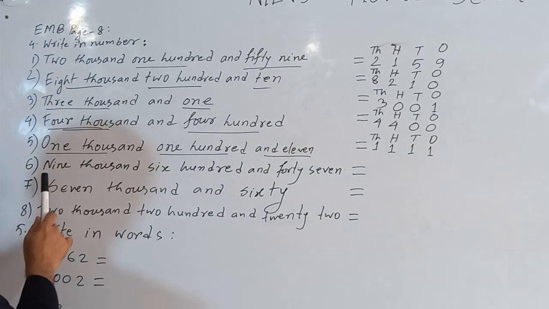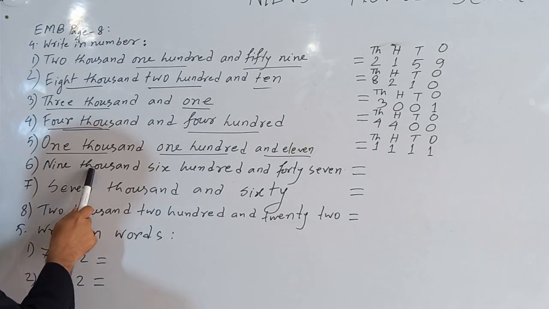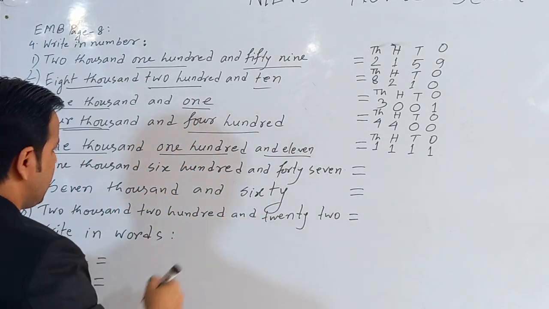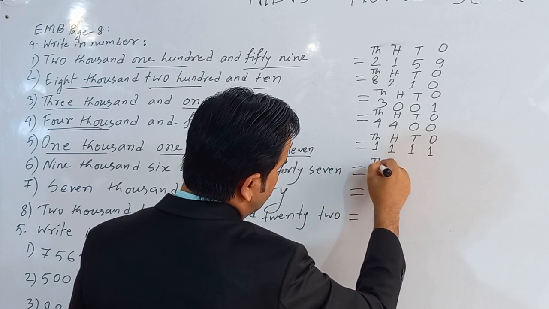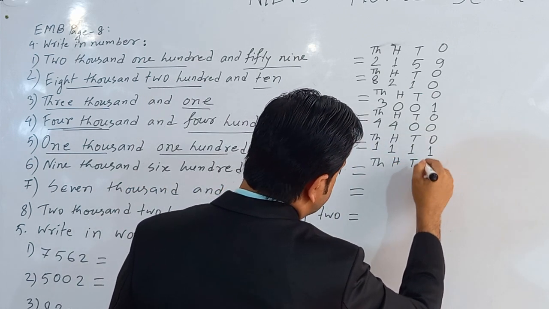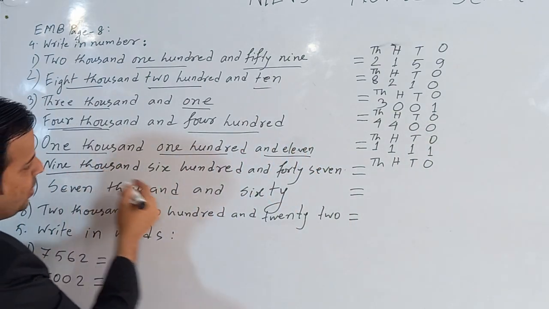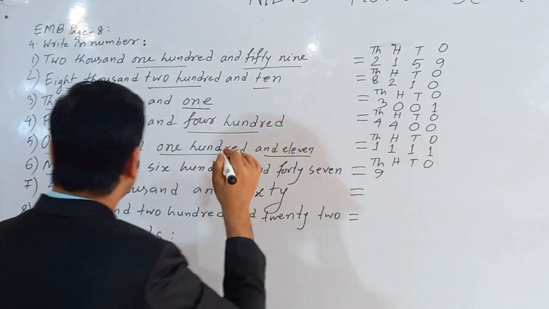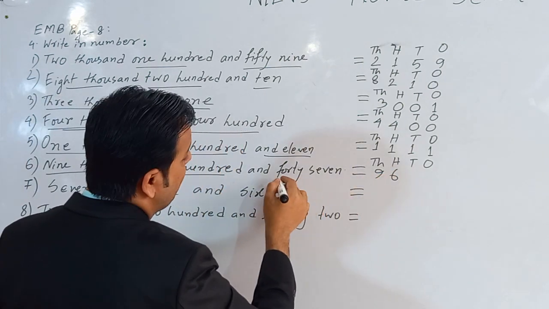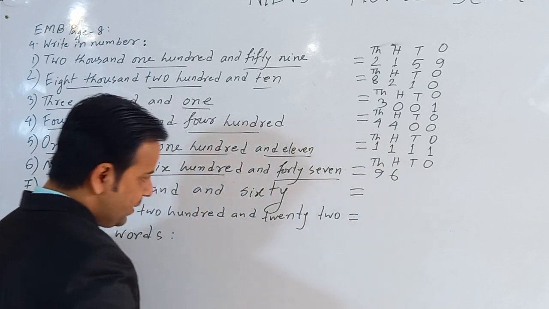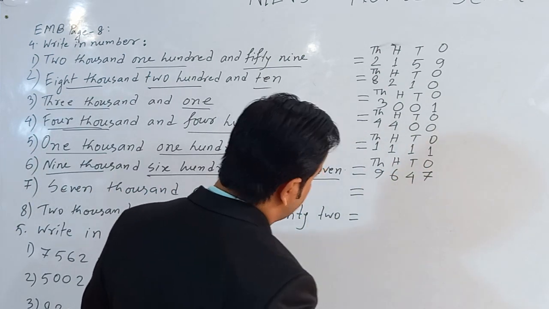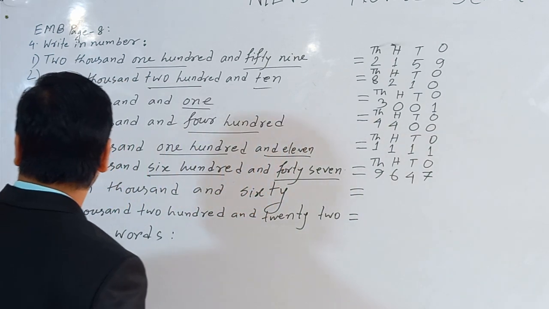Now 6, 9647. So indicate the positions of the digits 1000, hundreds, tens, ones. As here is 9000, so we have to write 9 in thousands. 6 is in hundreds, as here is 600, and then 47. To write 47, we have to write 4 in tens position and 7 in ones position. Okay, dear students, we have done 6.